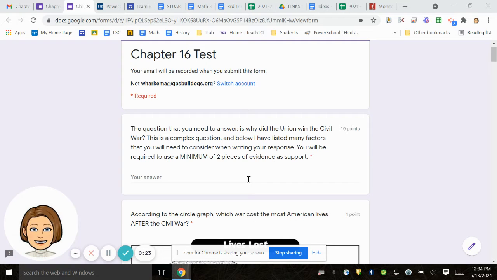This is a complex question, and below I've listed many factors that you will need to consider when writing your response. You'll be required to use a minimum of 2 pieces of evidence as support.